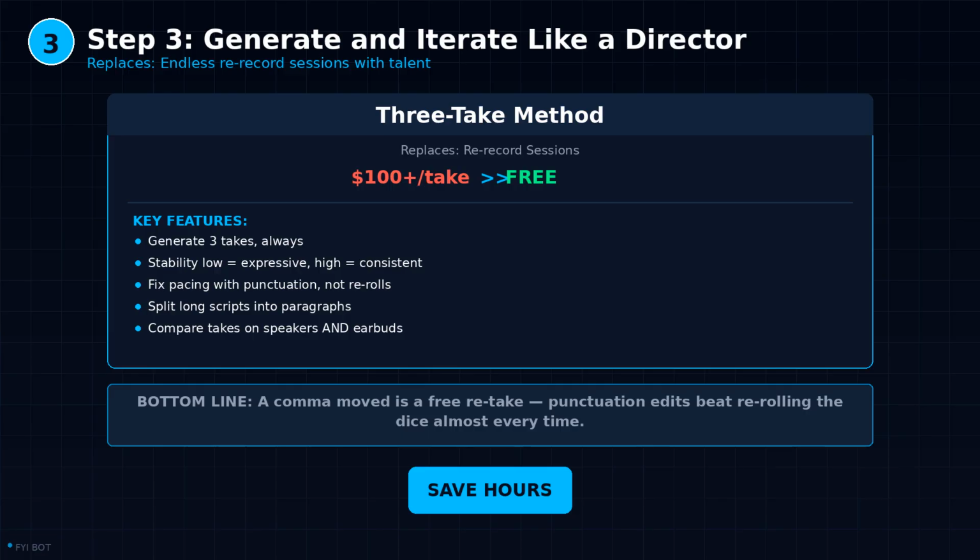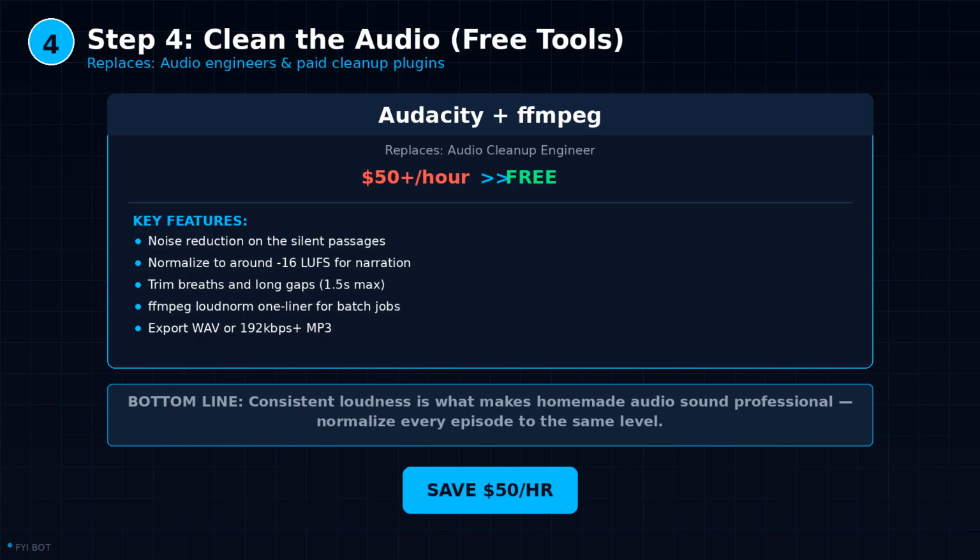One more habit: listen to your finalists on both speakers and earbuds before choosing. A take that sounds great on headphones can sound muddy on laptop speakers, and that's where half your audience lives. Step 4, cleanup. Even great TTS output needs 5 minutes of polish, and you can do all of it with free tools.